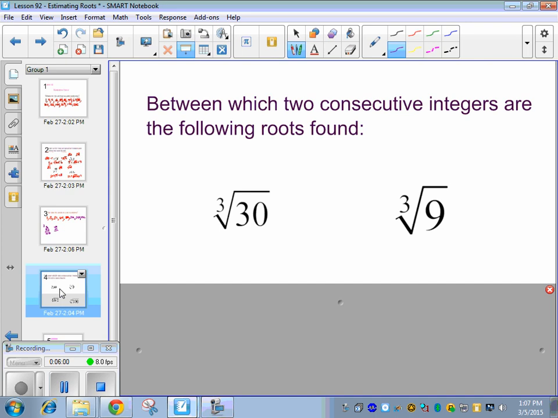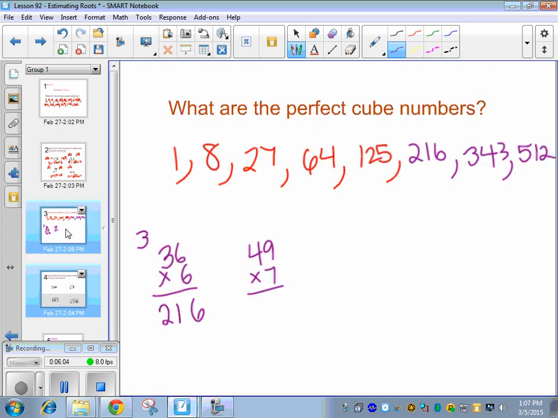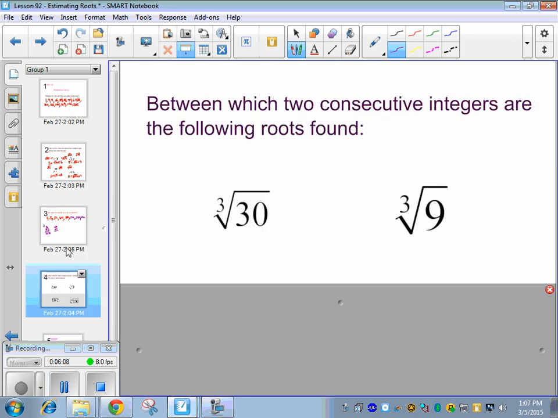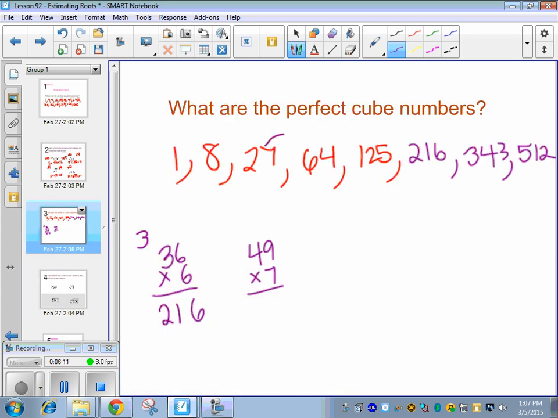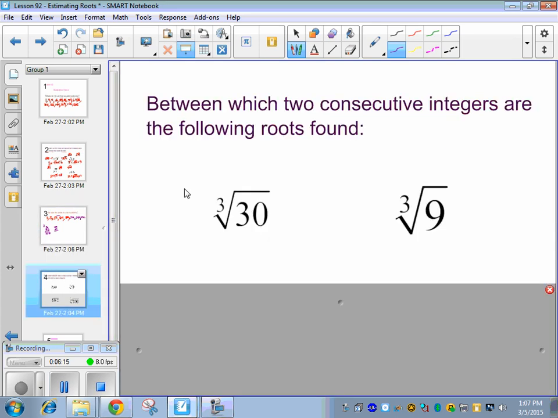So we have the cube root of 30. So 30 is in between these two numbers right here. Or if you know that it's really close to the perfect cube number 27. So I want you to at least write 1 down. I know it's really close to the cube root of 27. 30 is bigger than 27, so it's going to have to be bigger than 3. So my answer is going to be between 3 and 4.